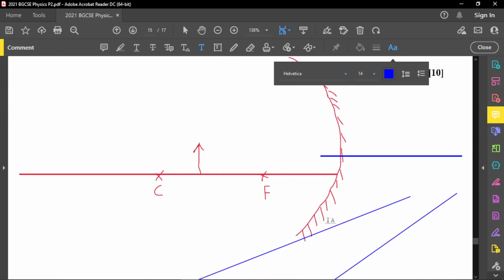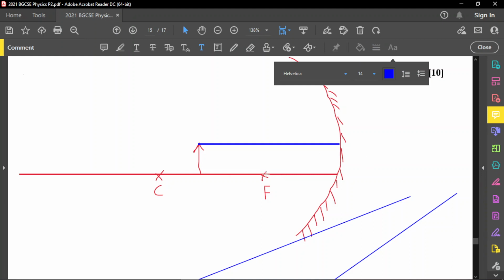I already drew the mirror. I also drew my F and I also drew my C. Remember that C is twice F, so C is the same as 2F. Mine is not drawn to scale, so let's do a rough thing. The rough thing will kind of help us. Whenever you're doing this, the first line, remember I told you, must come from the top of the object and run parallel straight across onto the mirror.